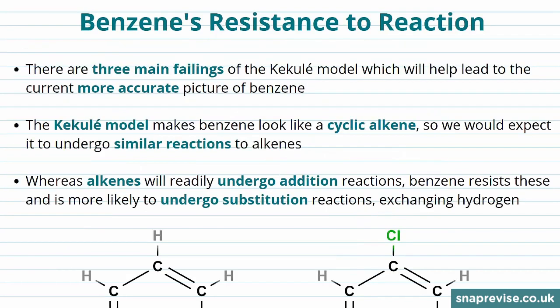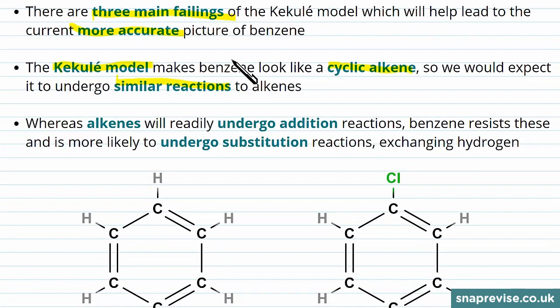While it was a good model, Kekulé's model of benzene is not what we work from today. There are 3 main failings of the Kekulé model which will help lead to the current and more accurate picture of what benzene actually is. The Kekulé model makes benzene look like a cyclic alkene with alternating double bonds, so we'd expect it to undergo similar reactions to the alkenes.